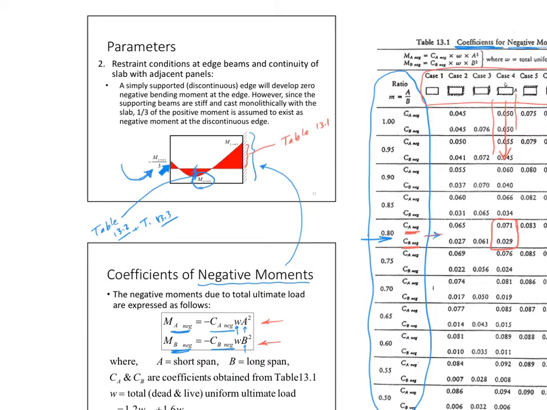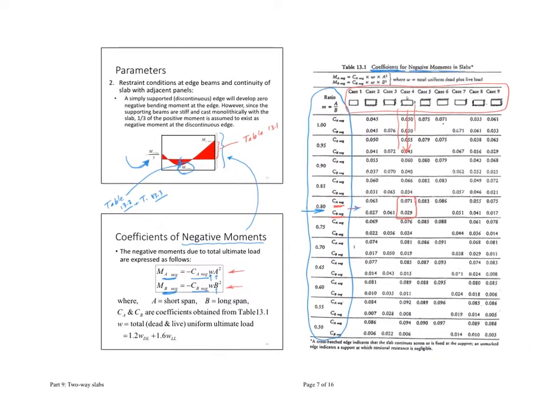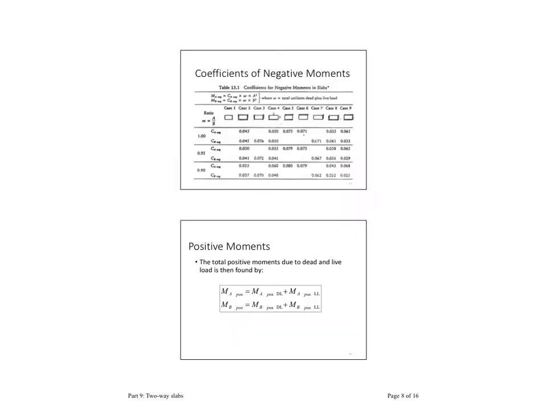And then this one here, which is the discontinuous edge negative moment, comes from the fixity condition of the slab to the beam, but it's not fixed to the next slab because there is no next slab. This is an edge. This one comes from 1/3 of this value. Let's now go to the next part, which is the positive value.